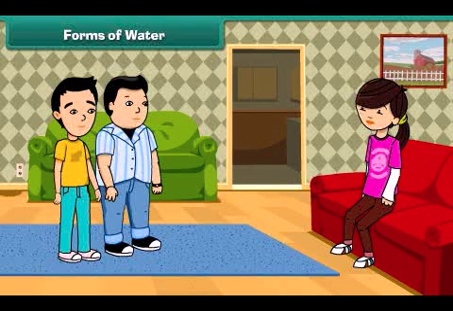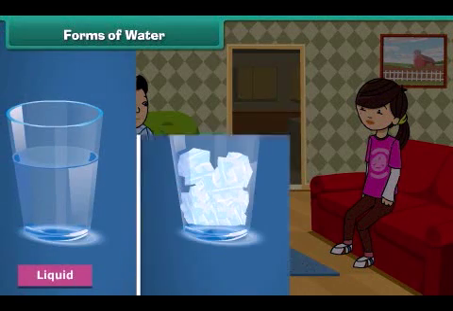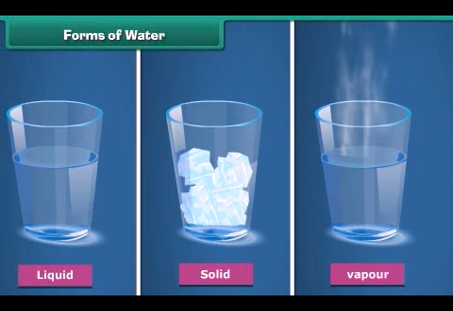Now I will tell you about the different forms of water. Water exists in 3 forms: liquid, solid, and vapor.